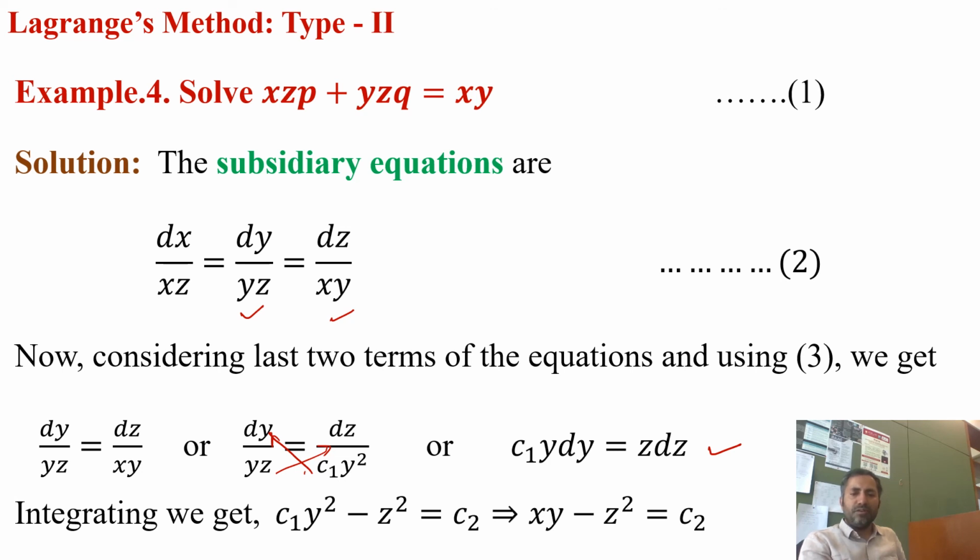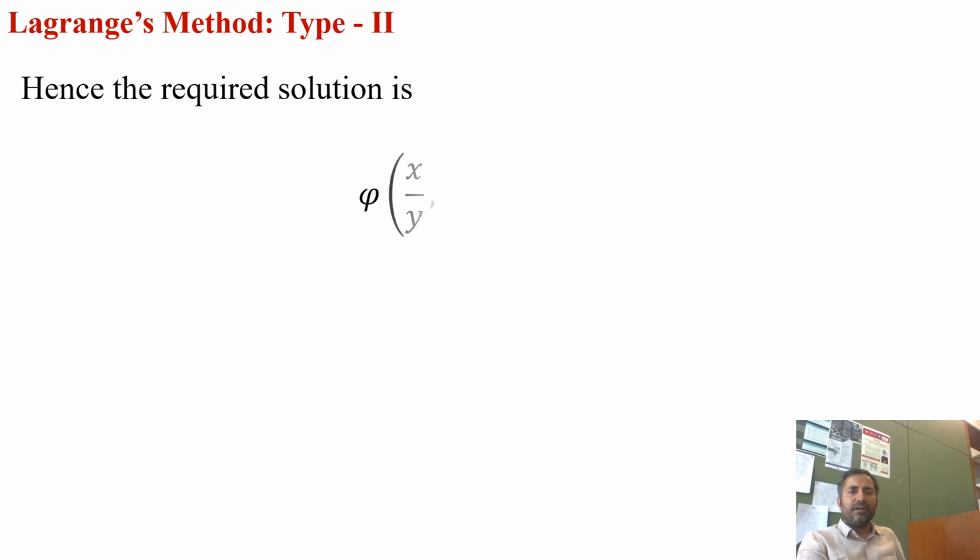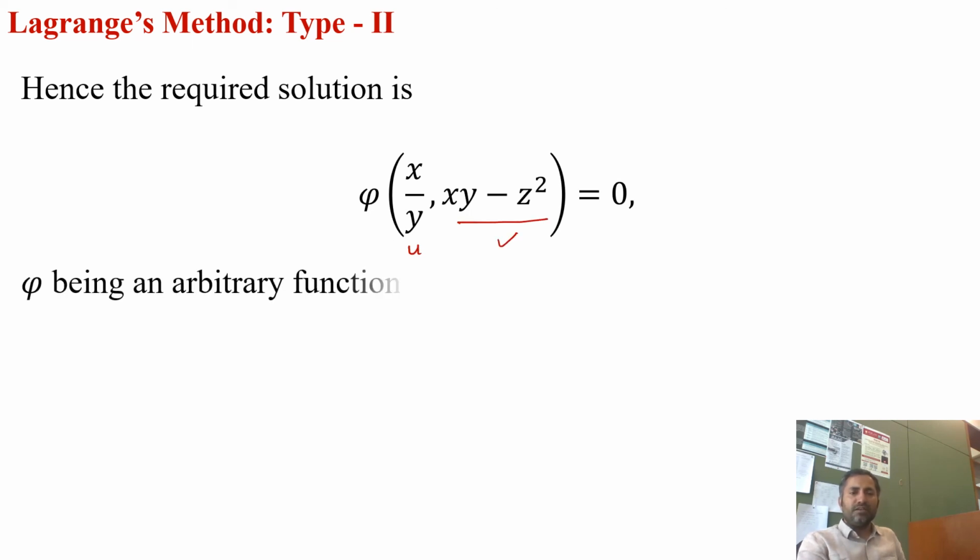Also we have to get back here. So c1y will be x. So it will be xy minus z square is equal to c2. So this is the second factor v that we can see here. So now the final solution that we have here, x upon y, that is u, and xy minus z square, that is v, is equal to 0, that we get as the final solution of the given question.